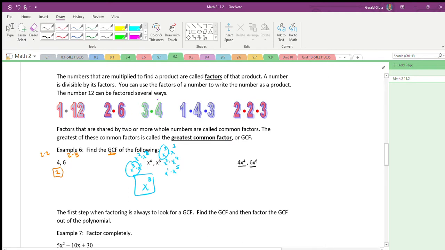And then when we're trying to find the greatest common factor of these two things, the greatest common factor for the number we said was 2. For x to the fourth and x to the sixth, that would be x to the third. So 2x to the third would be the greatest common factor for those two things.